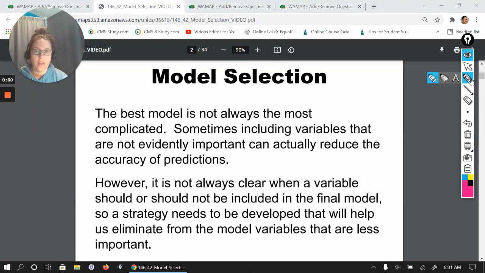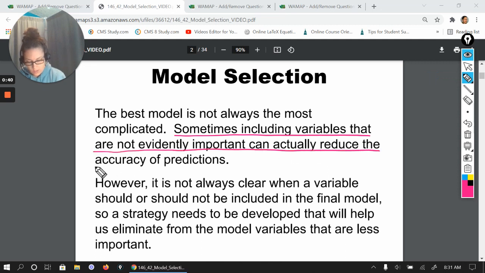All right. The best model is not always the most complicated. Sometimes including variables that are not evidently important can actually reduce the accuracy of predictions. However, it is not always clear when a variable should or should not be included in the final model, so a strategy needs to be developed that will help us eliminate from the model variables that are less important.